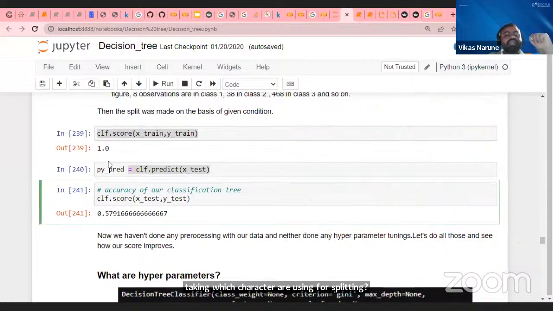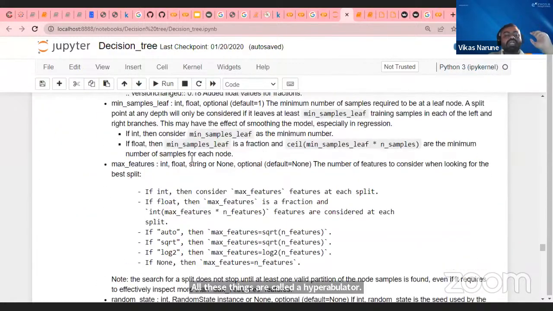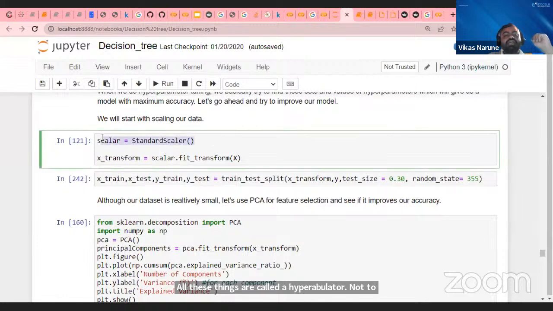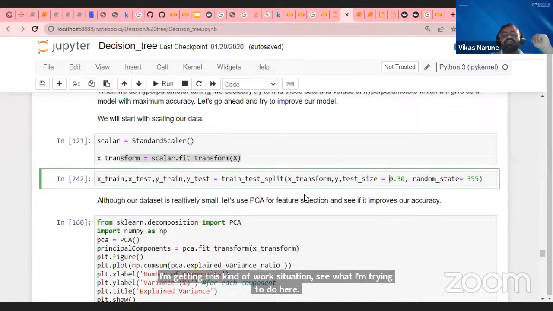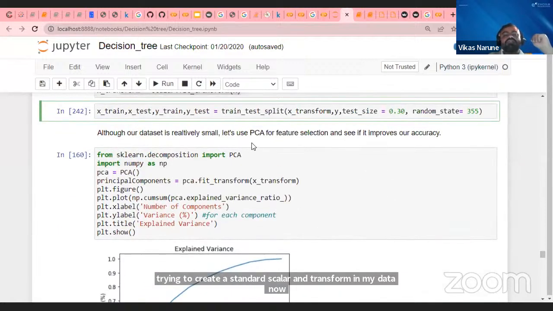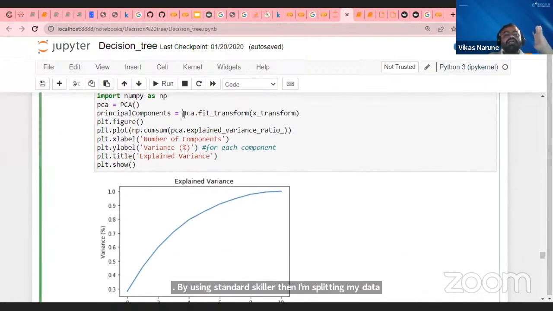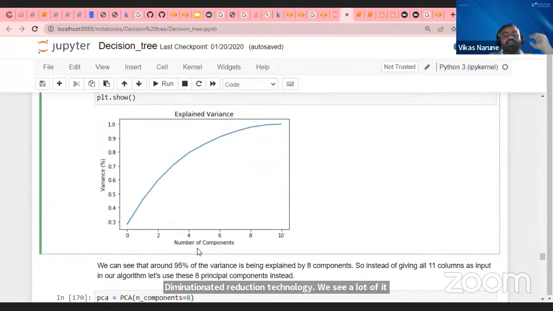So once I get this kind of worst situation, see here what I'm trying to do. I'm creating a standard scaler and transforming my data. Then I'm splitting my data 70-30. Then I'm doing PCA also, a dimensionality reduction technique. I call PCA dot fit, passing my X features, and then plot. Now I can check that out of all my 10 features, only 6 features are important, the point where I'm getting 90% of variance. So I took only 6 features and I'm transforming with PCA also.